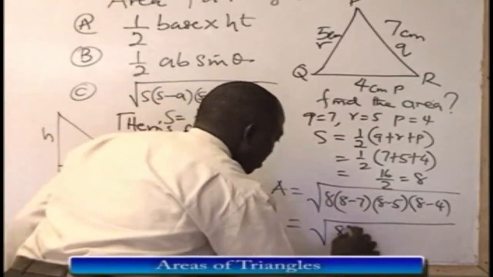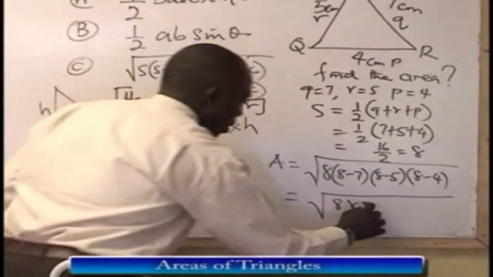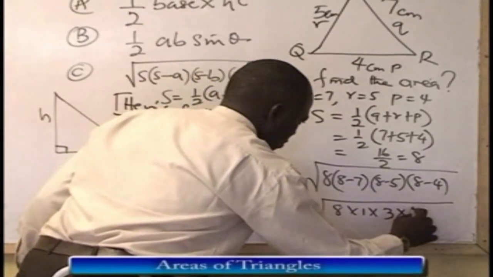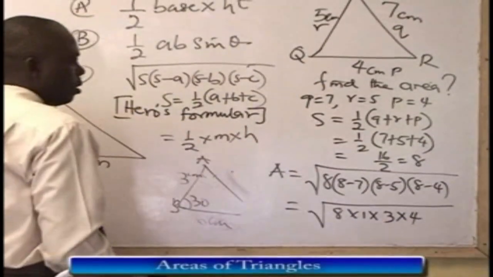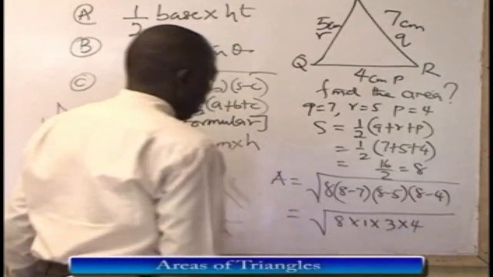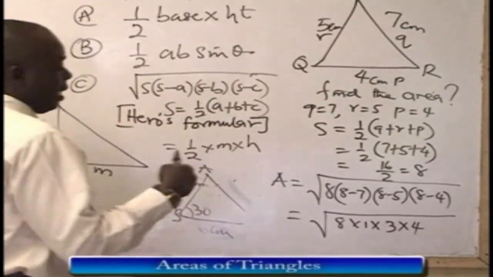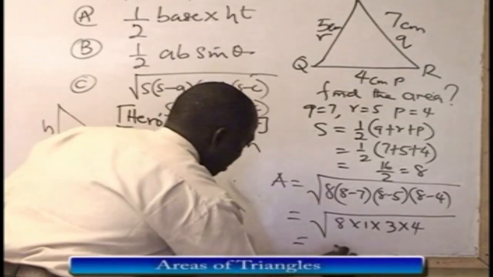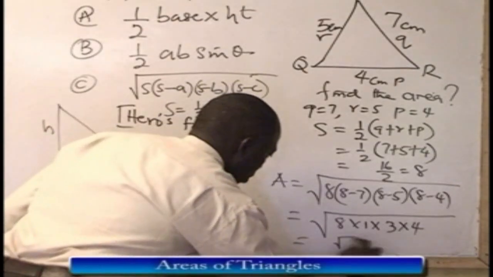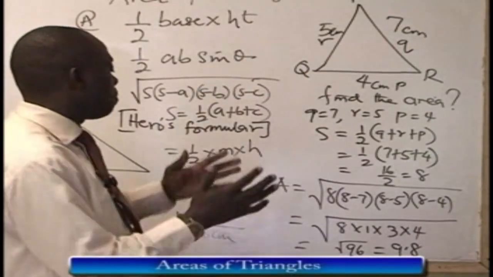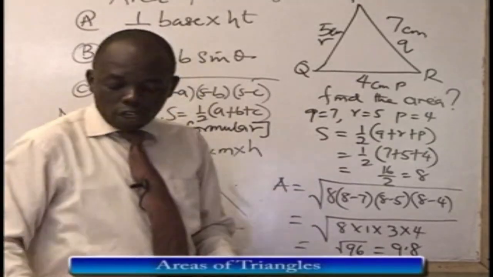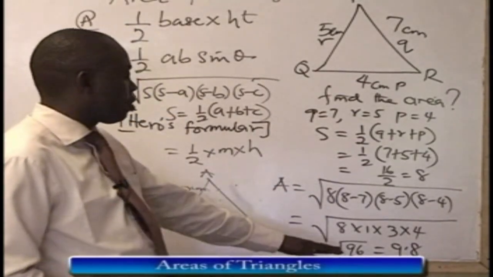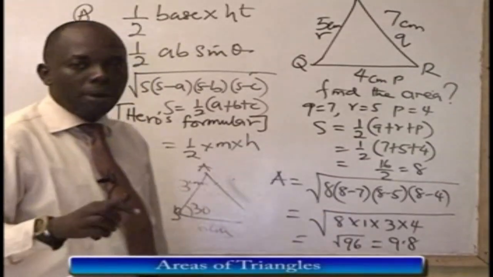You have 8 times 8 minus 7, which is 1; 8 minus 5 is 3; 8 minus 4 is 4. If you multiply all this out, you get 8 times 12, which is 96. If you use your calculator or your 4-figure table, what I'm sure you're going to determine, if you take the square root of 96, is 9.8.